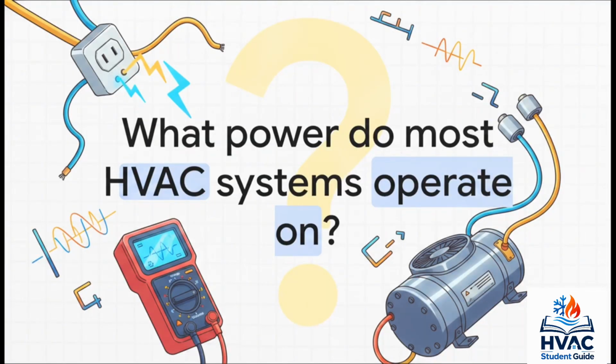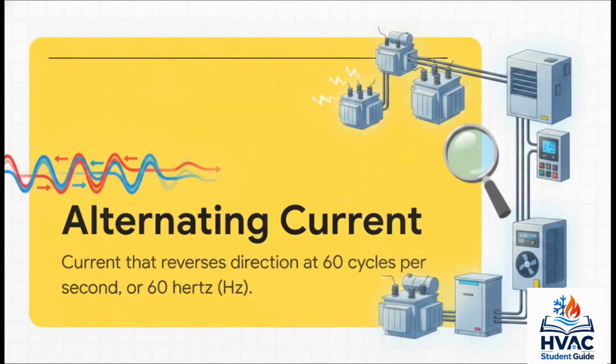Pulling straight from your review list, questions 3 and 14 asked us to identify the very lifeblood of our equipment. What power do most HVAC systems operate on, and what's the normal frequency in the US? It sounds like simple trivia, right? But honestly, knowing this dictates exactly how you set up your meter before you even touch a wire. And the answer is alternating currents, or AC, flowing at 60 cycles per second, which we call 60 hertz.